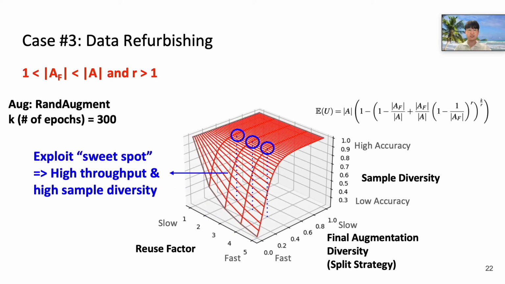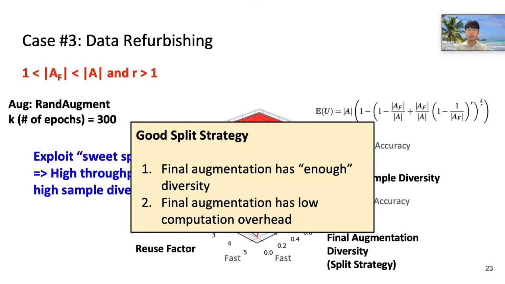Last, we show the sample diversity with data refurbishing. This figure demonstrates that if the final augmentation provides enough diversity, the data refurbishing can maintain almost the same sample diversity as the standard training. These results also give some hints on how to make a good split strategy. A good split strategy should ensure enough final augmentation diversity while minimizing the computation overhead from the final augmentation.